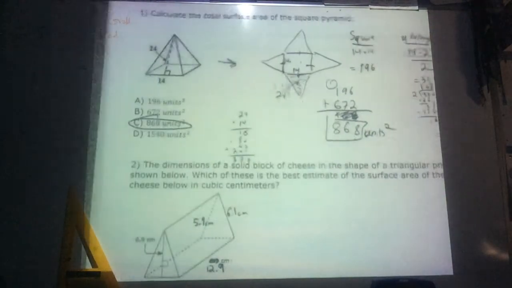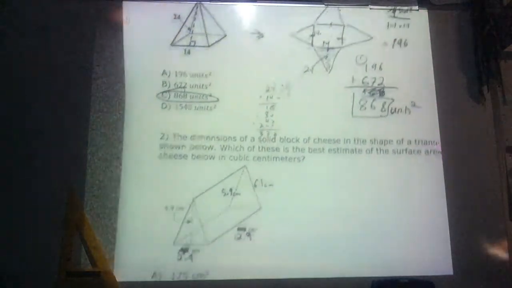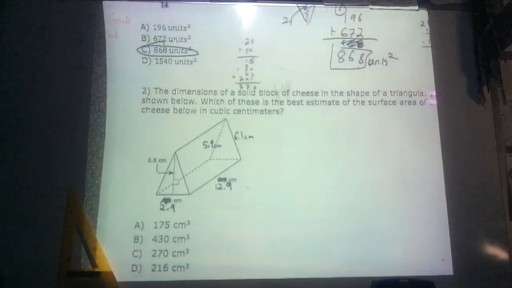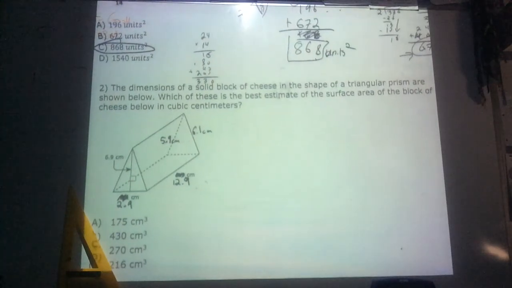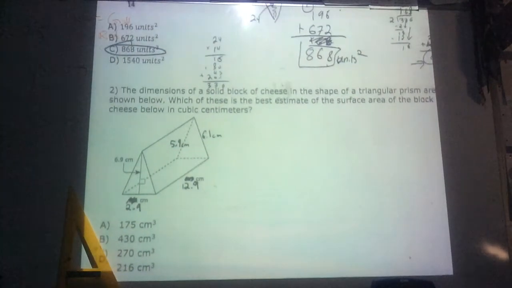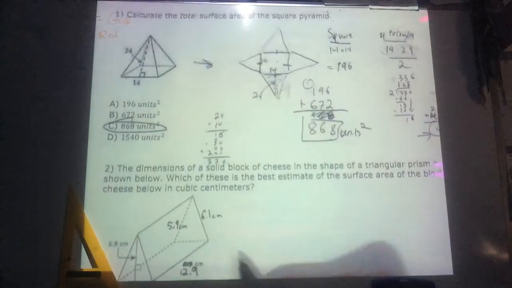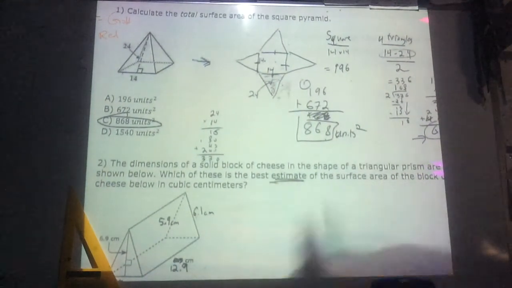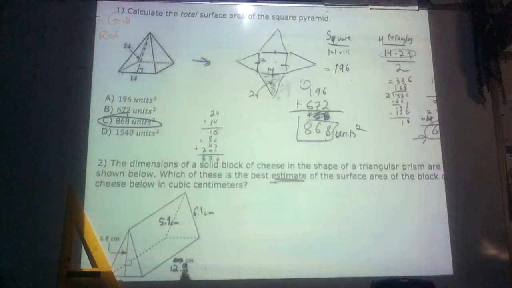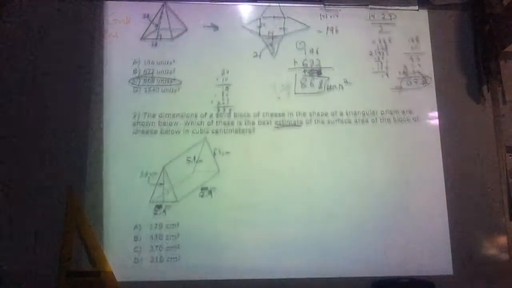Okay. Problem 2. The dimensions of a solid block of cheese in the shape of a triangular prism are shown below. Which is the best estimate of the surface area of the block of cheese in square centimeters? So I'm going to actually turn all of these. It says best estimate. So I'm going to approximate all of these.